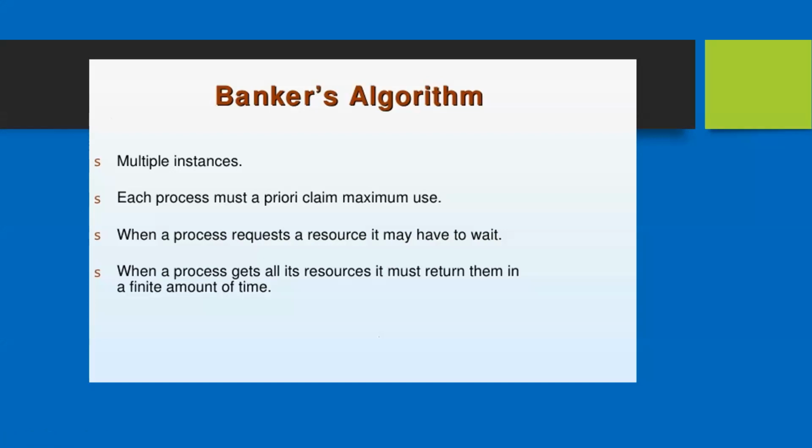Again, I am repeating. First of all, why the banker's algorithm name? Because it is used in banking system to check whether the loan can be sanctioned to a person or not. Similarly, you have seen that whether the resource is allocated to a process or not, that is seen. So the name comes from there.